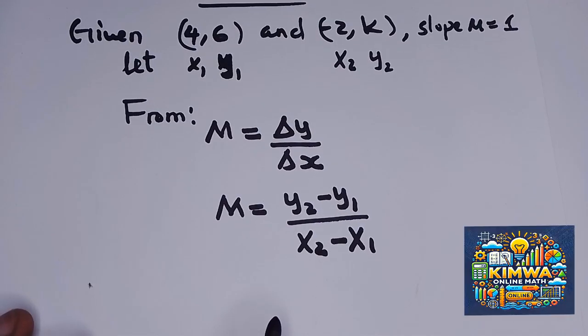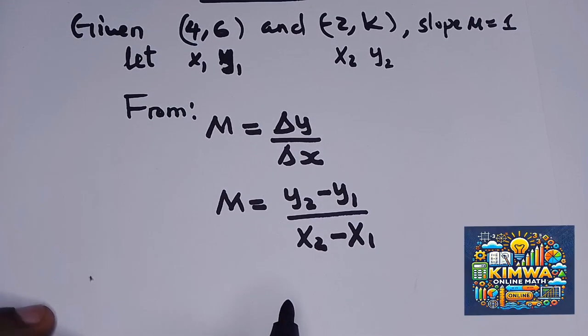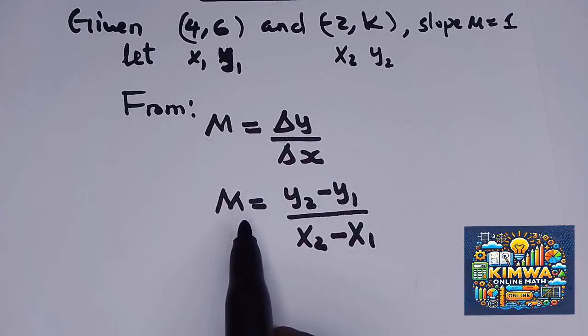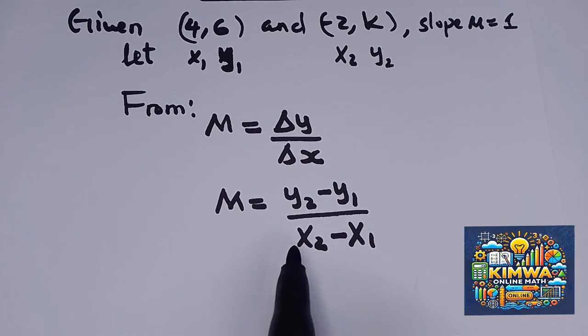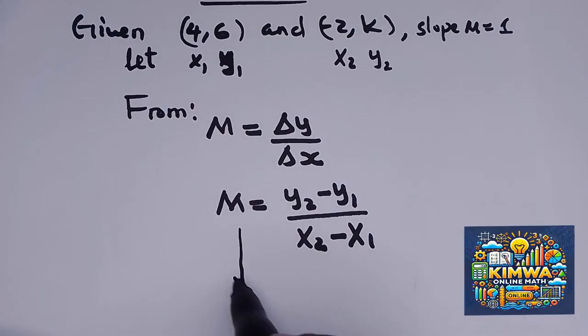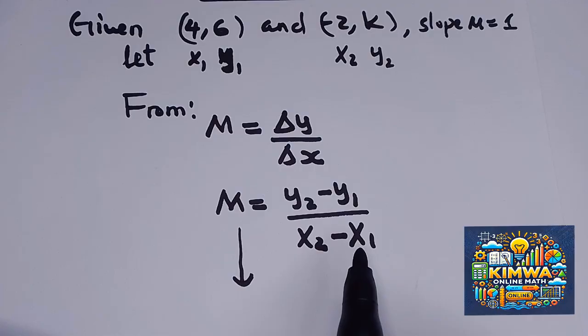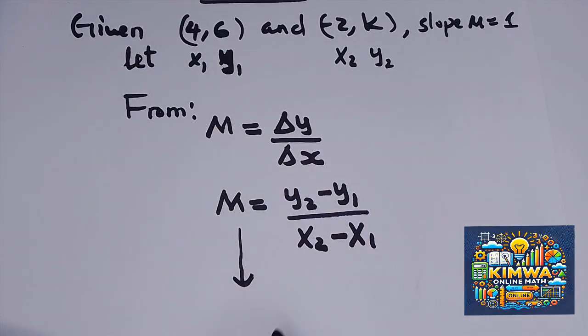After reaching that step, you go straight to substituting the values that you have been given, and we know that m was given as 1. So this m, which stands for the slope of the straight line passing through the given 2 points, will now be termed as 1.